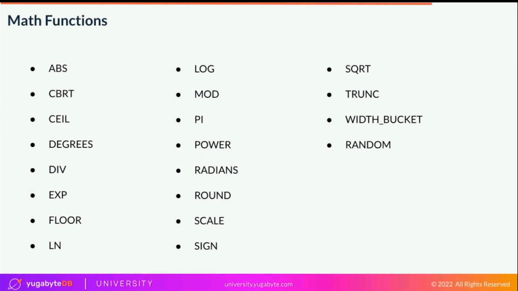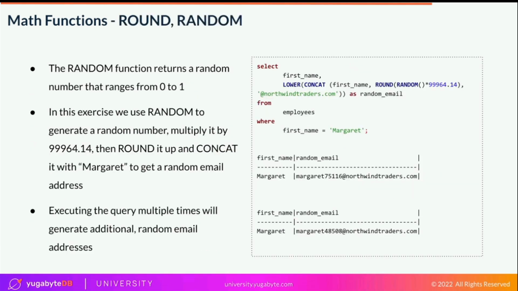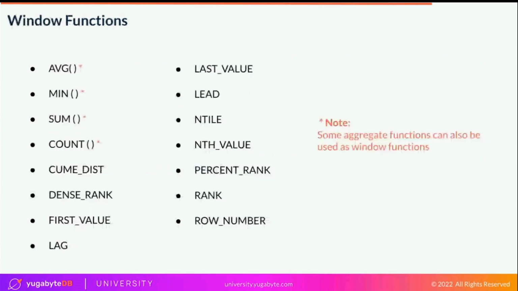Math functions, tons of math functions in PostgreSQL. If they're in the 11, we're pretty much bringing them over. Here's just a handful of what those supported functions are. So if you want to round numbers, you certainly could do that for unit price. Or if you want to, in this case, use a rounding of a random number multiplied by some value, you can do that as well. In this case, I'm trying to concatenate some type of random email for a user.